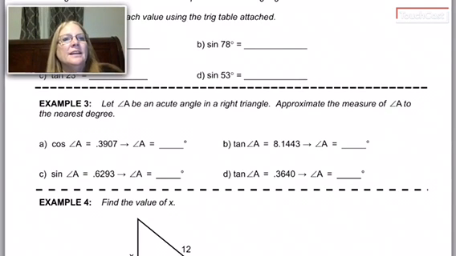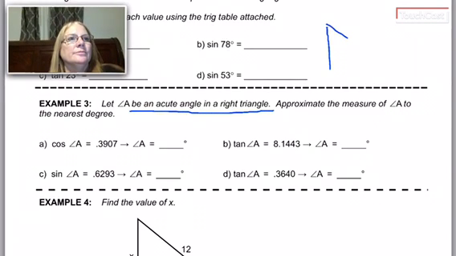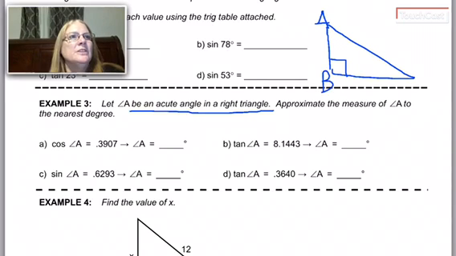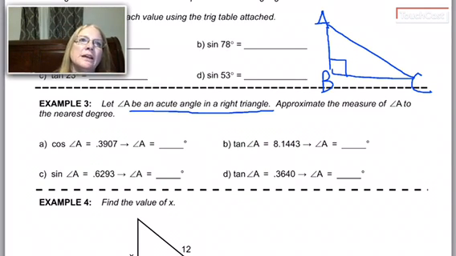It says, let A be an acute angle in a right triangle. So here's our right triangle, A, B, and C. And we want to approximate the measure of angle A to the nearest degree. Okay, so here we're going in the opposite way. They're giving us the relationship between the sides, and they're asking us for the measure of the angle.